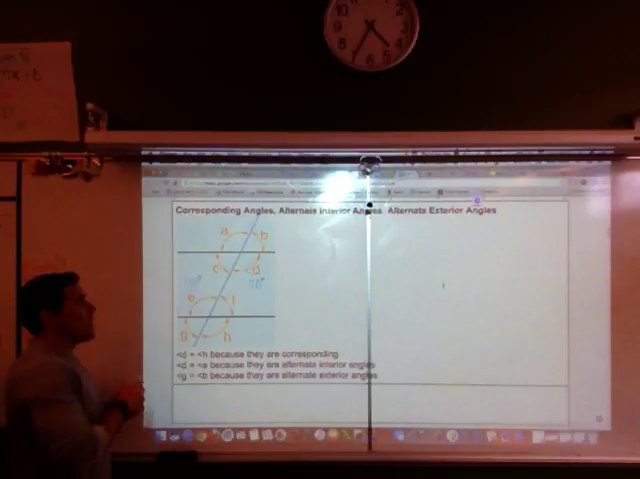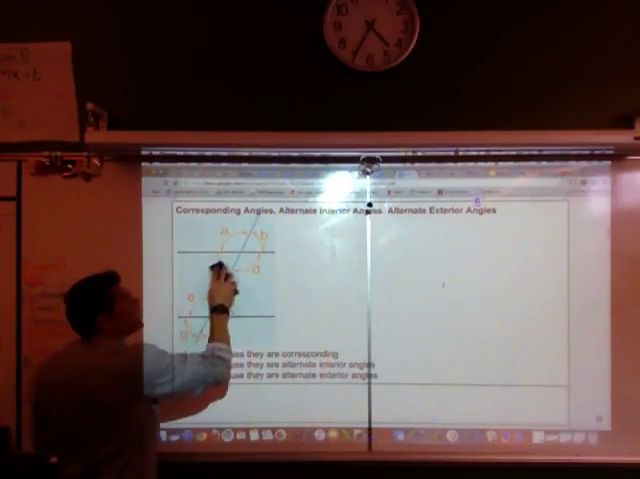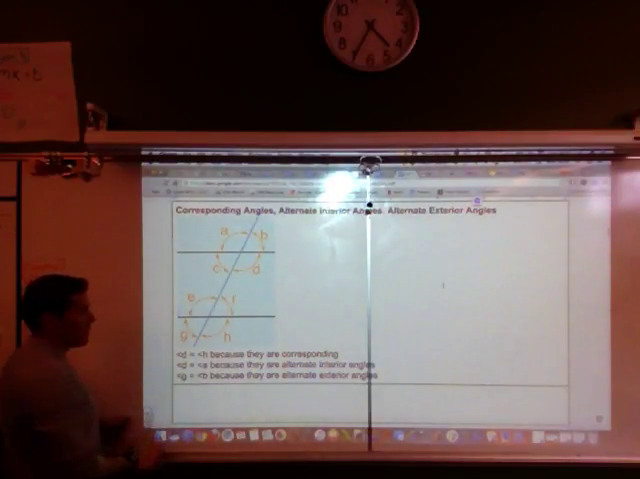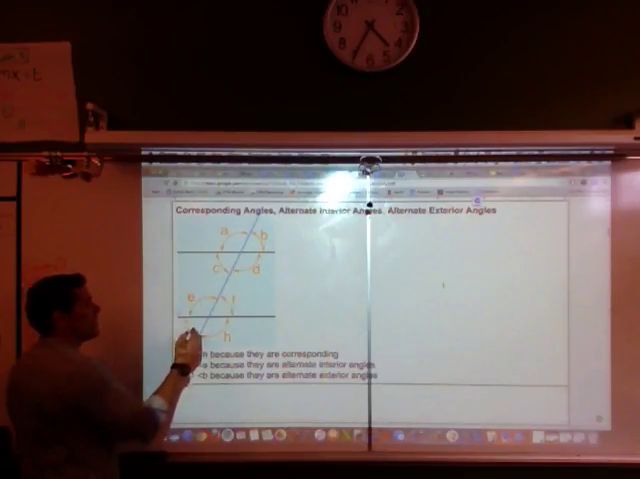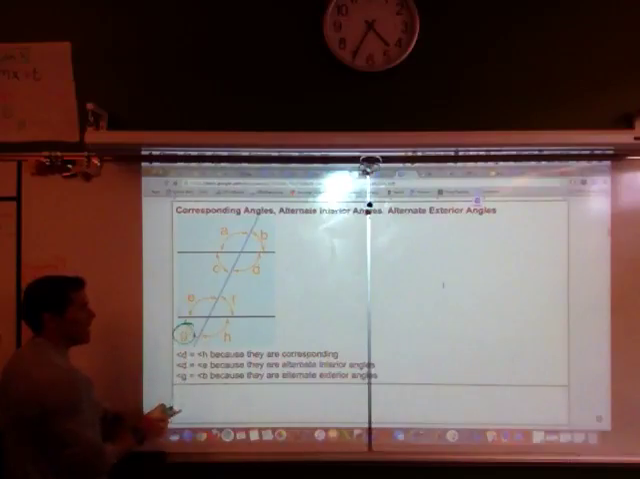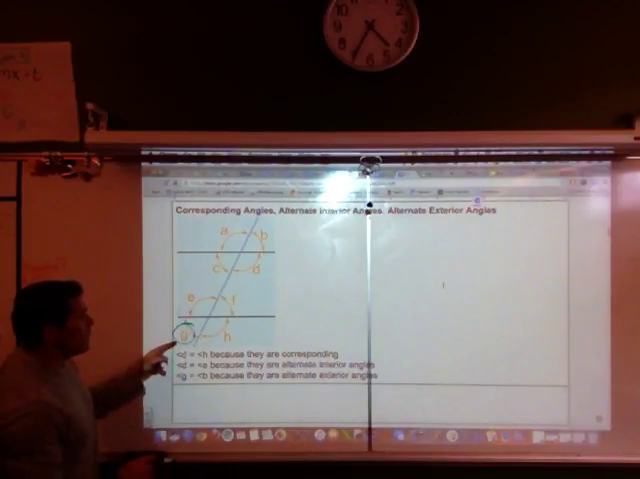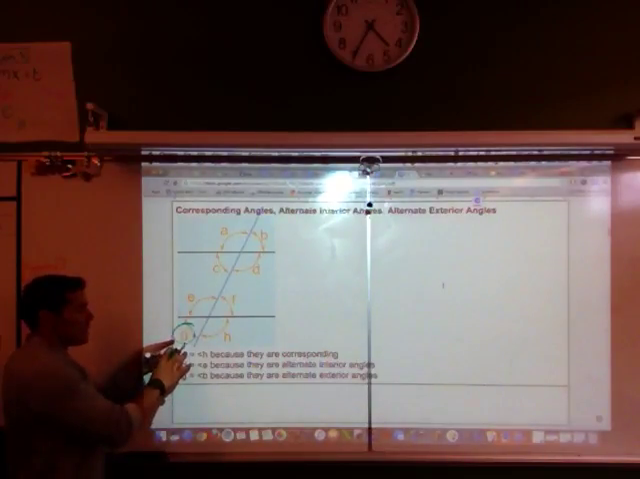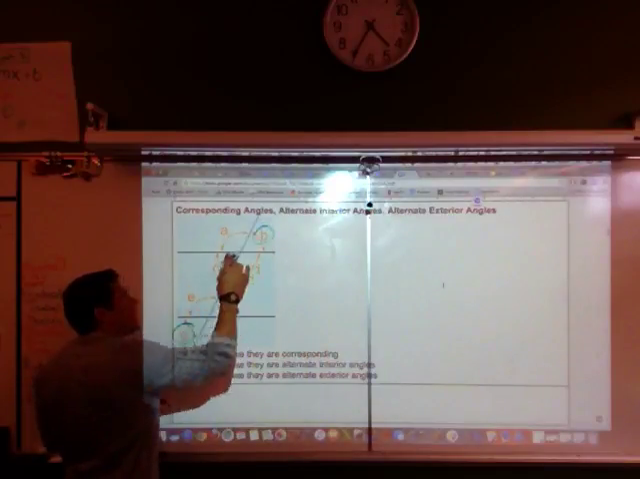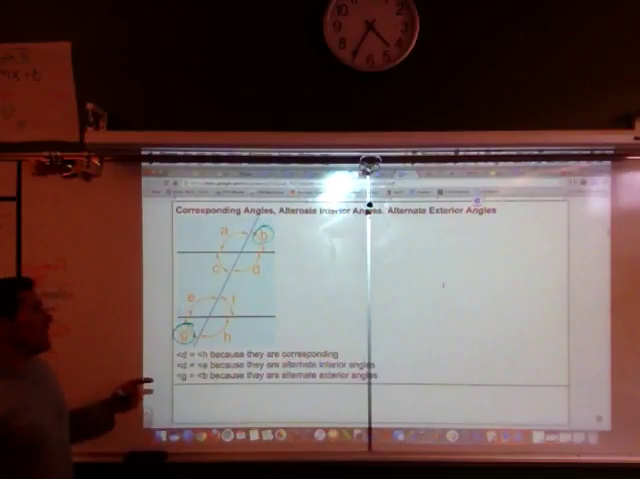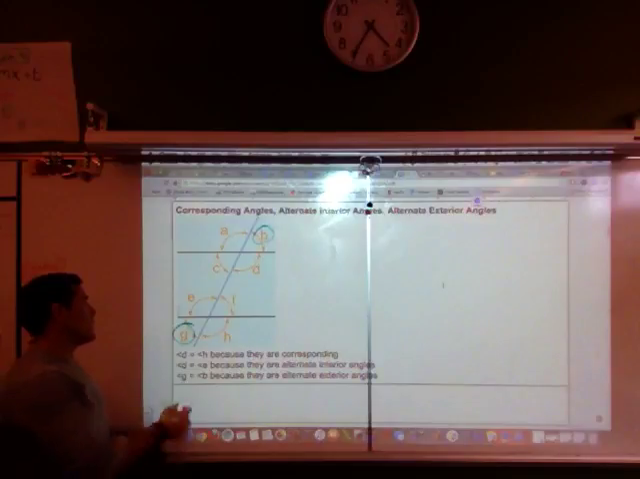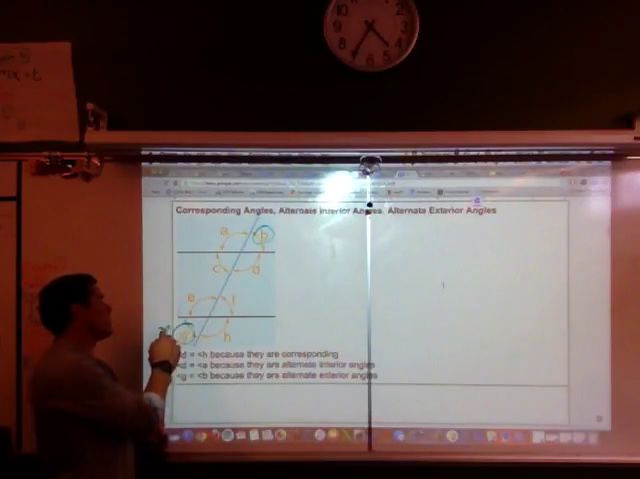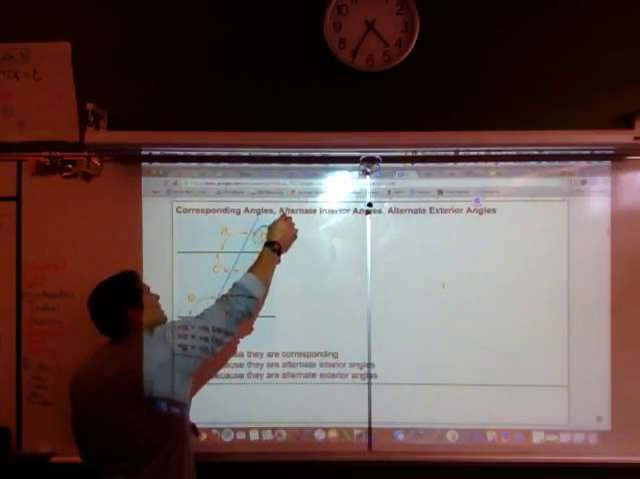Okay? Now we go to alternate exteriors. So now I'm thinking outside angles. So G and B. So again, if I look at this pair, G is on the outside. Okay? G would be outside left. This one's outside right. So that's the alternating part. G and B are equivalent to each other. So this would be like 70 degrees. So then I would know that this would also be 70 degrees.